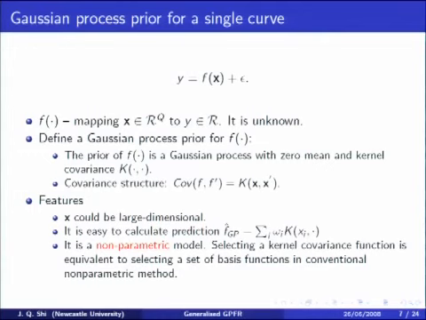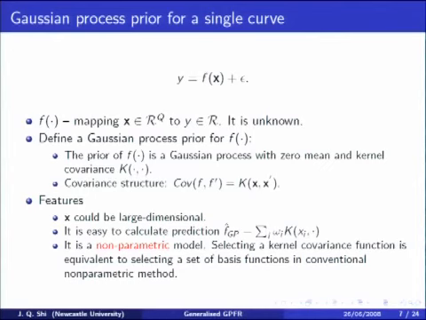So the feature of this model, first of all, is that this X could be high dimensional. At least if Q is 10, that's definitely not any problem. And so it's also easy to calculate the prediction. F hat GP is actually the posterior mean for this one, and this is the formula. And this is a non-parametric model.